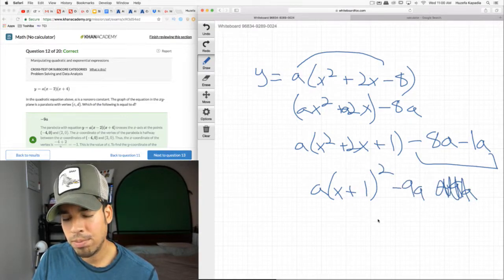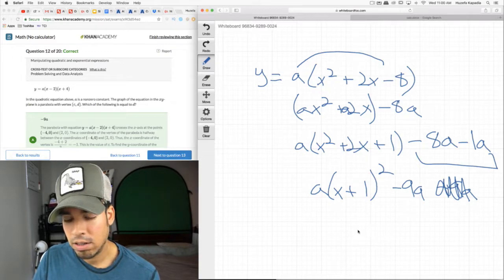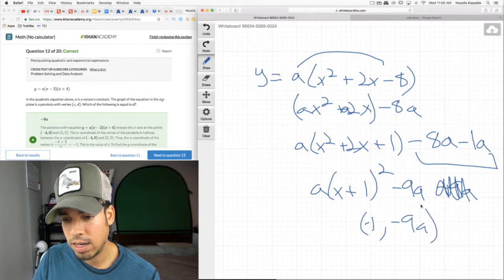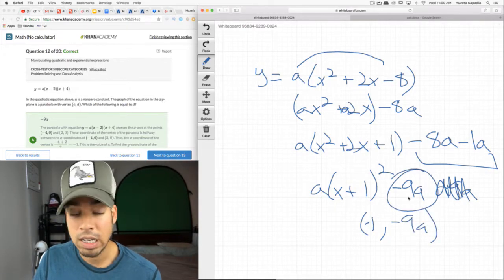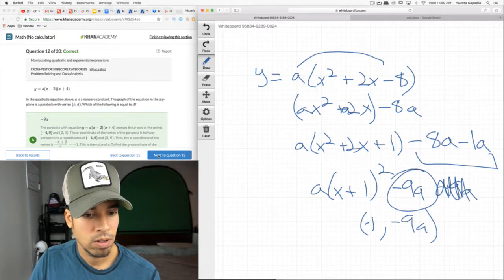And in vertex form, that means my vertex is at negative 1, negative 9a. So that's why I knew that's the D of the vertex, and this is my answer.